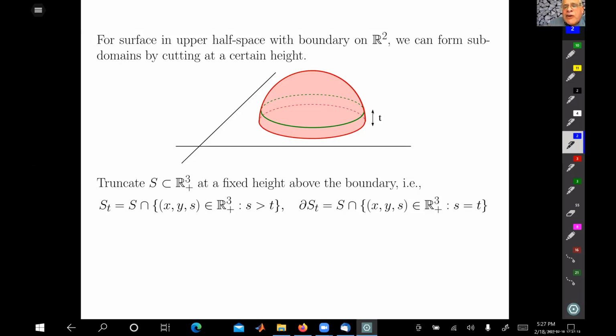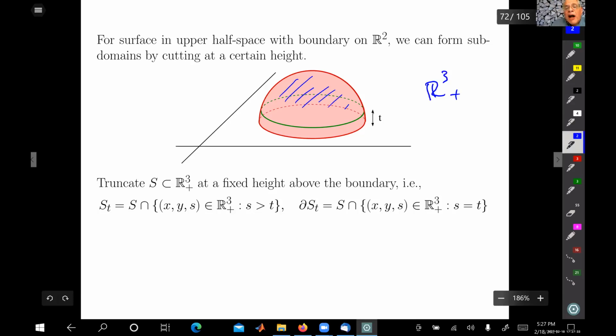Now, I can't compare the area and the length of my whole surface because it has infinite area, and the boundary is at infinity, it has infinite length. But if I truncate the surface at a height t up above the infinity, so I'm thinking of the upper half space model here, then the part of the surface that's above t, that's a compact surface. It has a compact boundary.